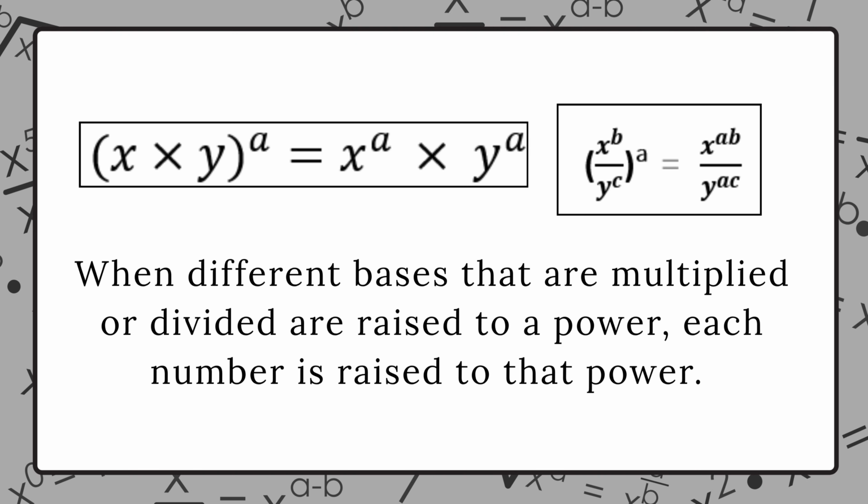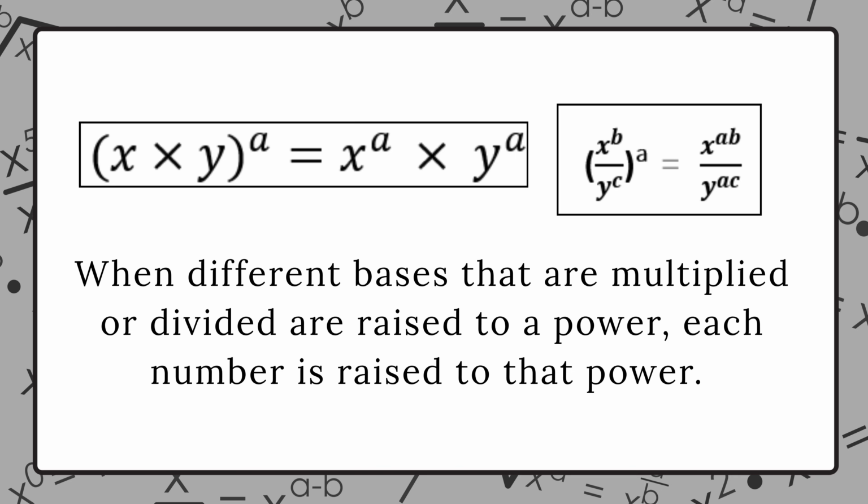Our fourth law states that when different bases are multiplied or divided and raised to a power, each number is then raised to that power. In this first example on the screen, you will see x times y, both to the power a, which means x to the power of a, times y to the power of a. This is when our bases are different. Let's look at an example for division.